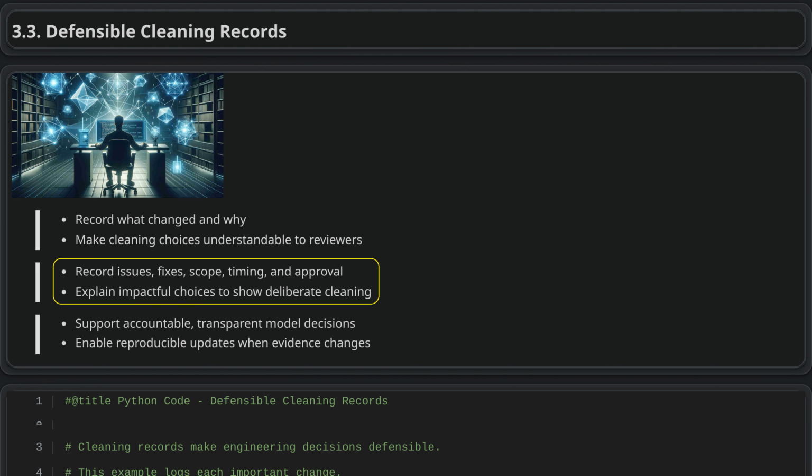In energy data, for example, keeping negative power outputs because they represent real consumption should be documented so the choice is understood later.